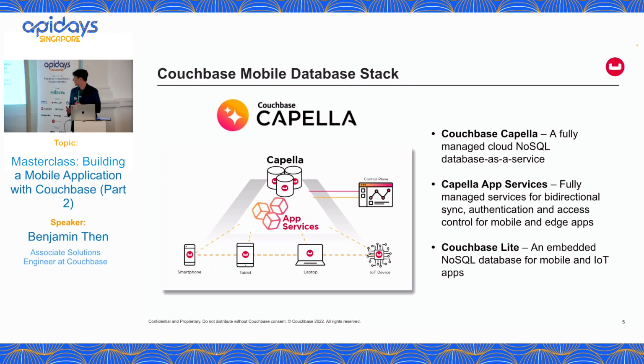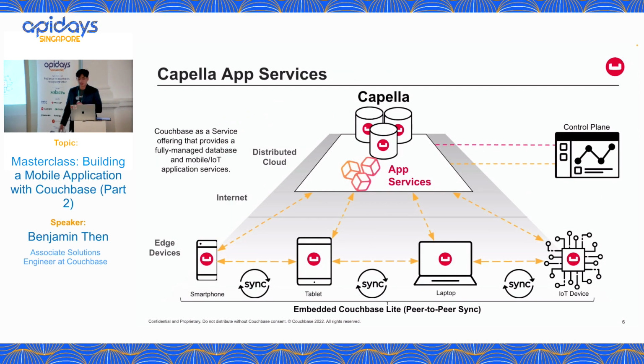And in between lives app services. App services really facilitates that bi-directional synchronization when there's internet connectivity. And when there's no internet connectivity, you're able to do whatever you need to do on the embedded database, Couchbase Lite. And when internet connectivity regains, app services facilitates that sync. So just a high-level overview, right? When there's no internet connectivity and you require some peer-to-peer sync, you can do that as well. And then app services linking to Capella.